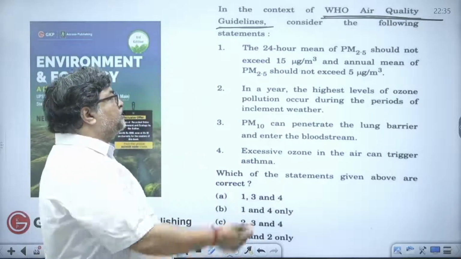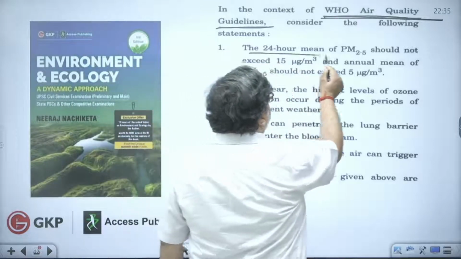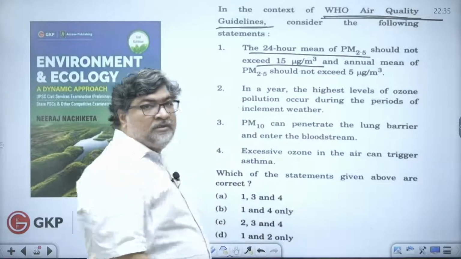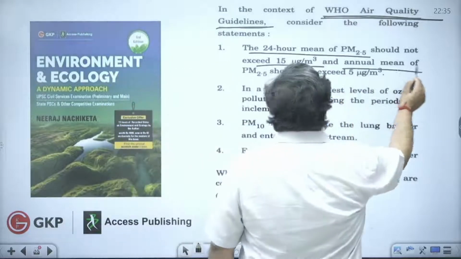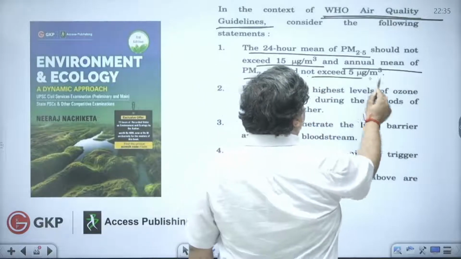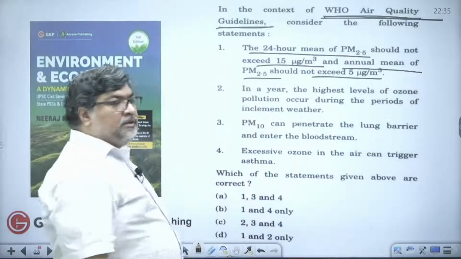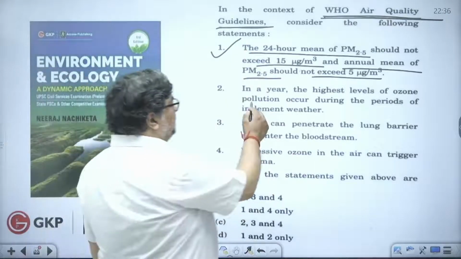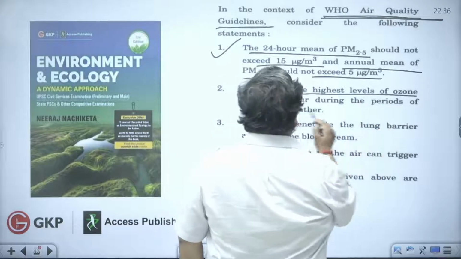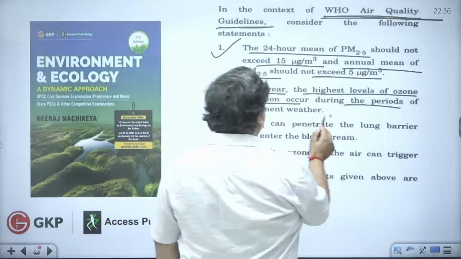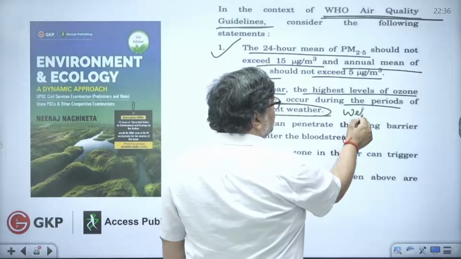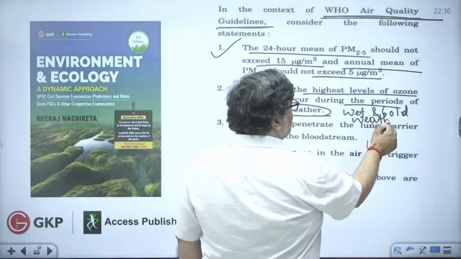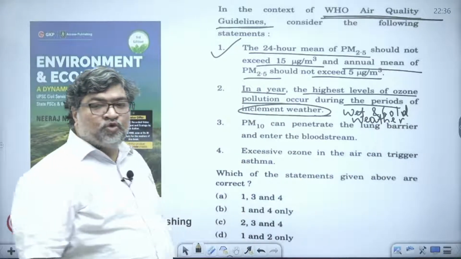Now if you look at the question here, statement number 1, 24-hour mean of PM2.5 should not exceed 15 microgram per cubic meter and the annual mean of PM2.5 should not exceed 5 microgram per cubic meter. That is specified by the WHO guideline, that's correct. Now, in a year, the highest level of ozone pollution occurs during the period of inclement weather. What is inclement weather? It is a wet and cold weather condition. Ozone is not formed there, that is wrong.